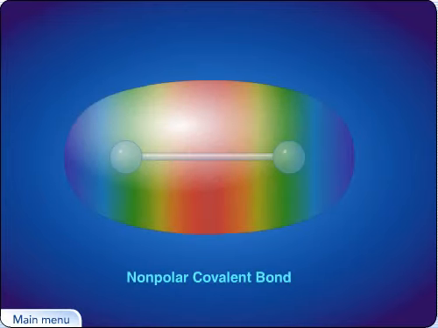The sharing of electrons between atoms is exactly equal, and the electron density is symmetrical. The distribution varies according to the colors of the rainbow. The most electron-rich region is shown in red, in this case the region between the two nuclei, and the most electron-poor region is blue.